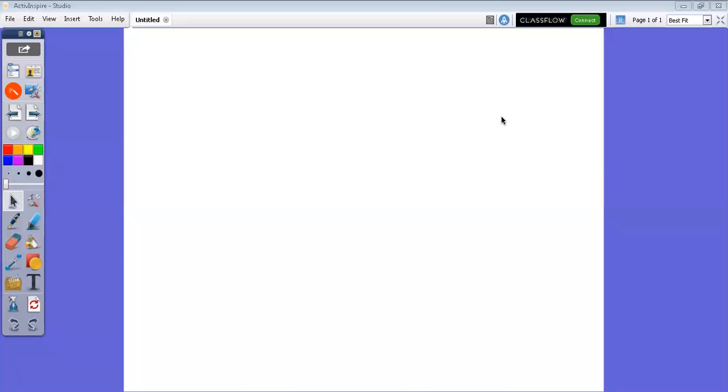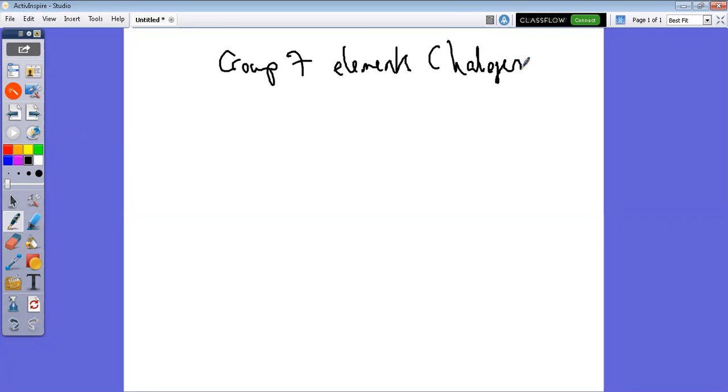Or group 7, chemistry. Chemistry of group 7. So group 7, okay, I'll write it there. They are known as halogens. Group 7 elements, known as halogens. Yeah, they form salts when they react with metals. So group 7 elements, okay? So physical properties, let's start from there.